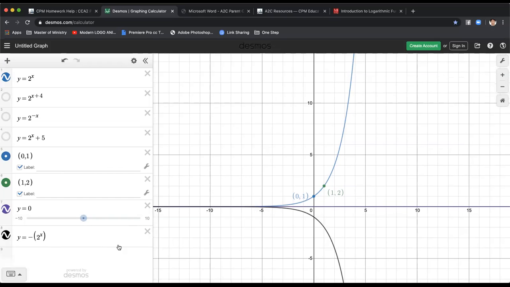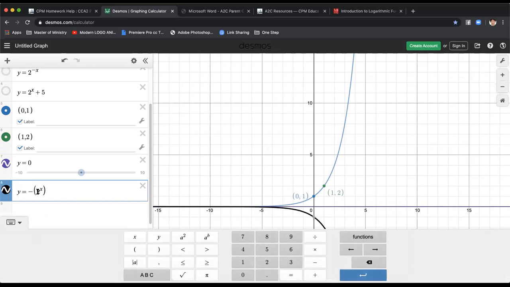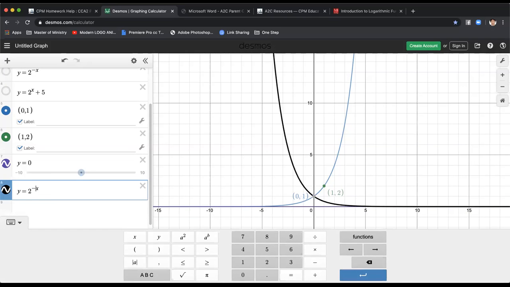Another way, let's say, what will happen if we take the exponent as negative. Can you see that? Yes. It will flip horizontally. So when you take the negative of the exponent, it flips horizontally. So it's like flipping rightward or leftward, horizontal. But when we take the negative of the whole thing, like the base, it will flip vertically.